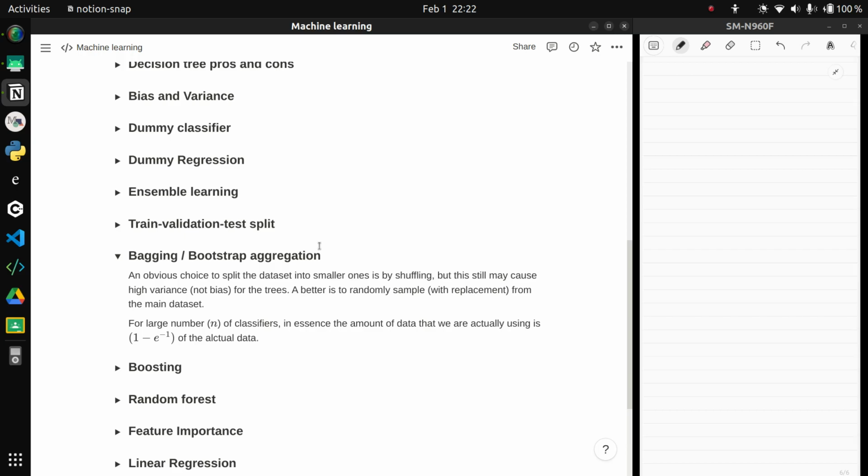Yeah, so an obvious choice to split the dataset into smaller ones is by shuffling, but this still may cause high variance, not bias, for that reason, right? So yeah, this may still cause high variance for that reason. Better is to randomly sample with replacement from the dataset.